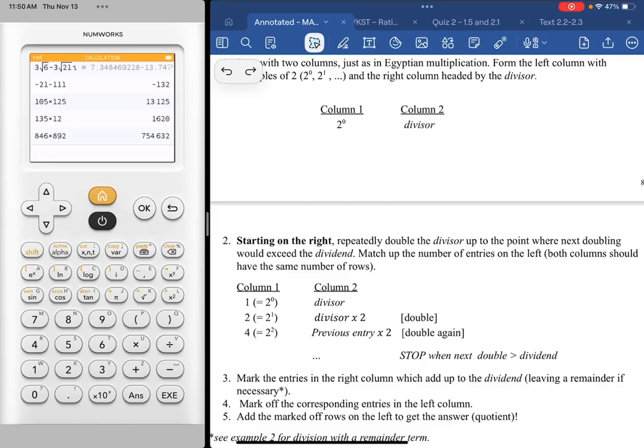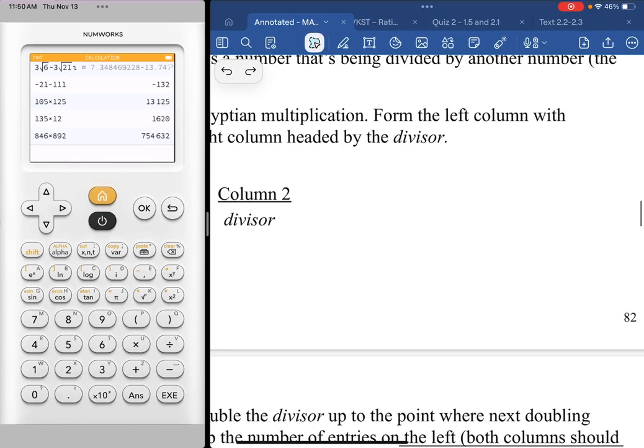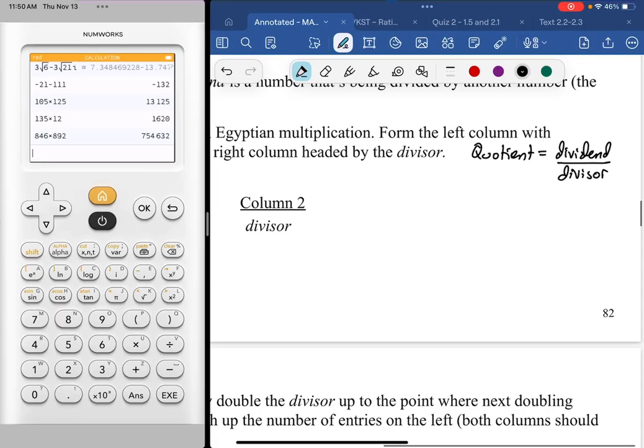Mark off any values in column 2 that would add up to whatever that dividend is. And then whatever values you have in the corresponding column 1 would end up being the quotient. The quotient is the result of dividend divided by divisor. I can make a note of that here somewhere. So, quotient is equal to dividend divided by divisor. Divisor as in the thing doing the dividing.